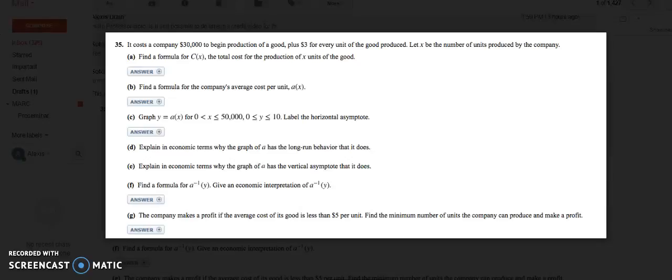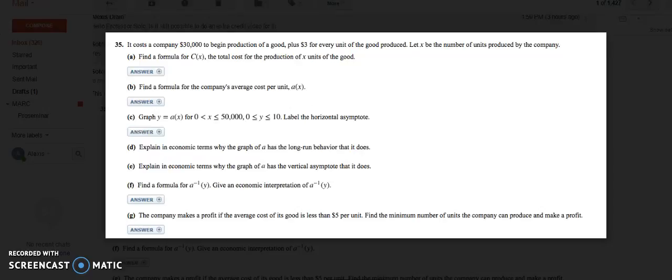I am doing a problem from chapter 11, section 4, rational functions. It is problem 35, and as you can see on the screen, the question is number 35. The question says, it costs a company $30,000 to begin production of a good plus $3 for every unit of the good produced. Let X be the number of units produced by the company.